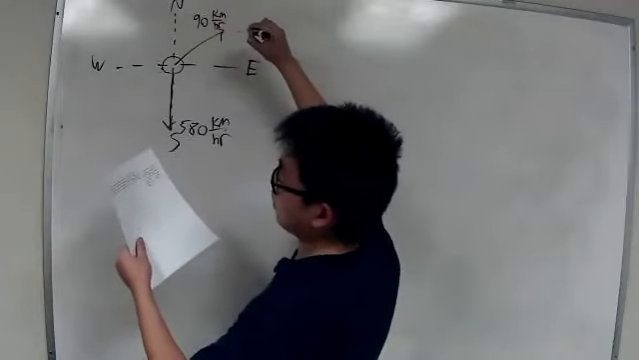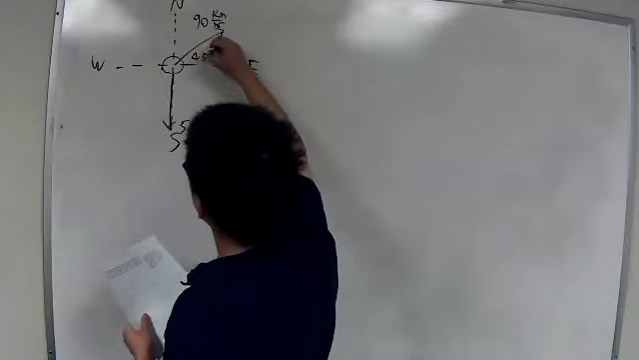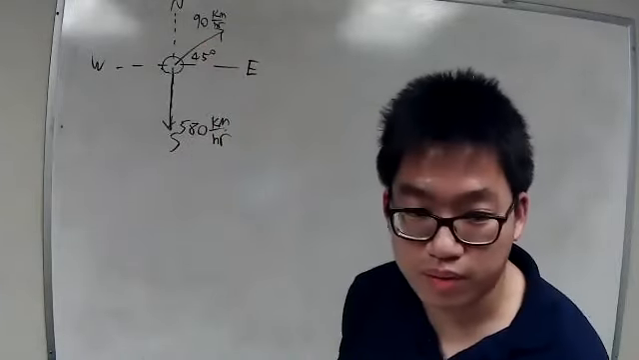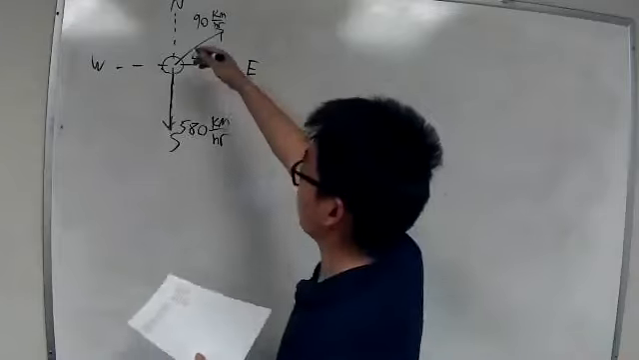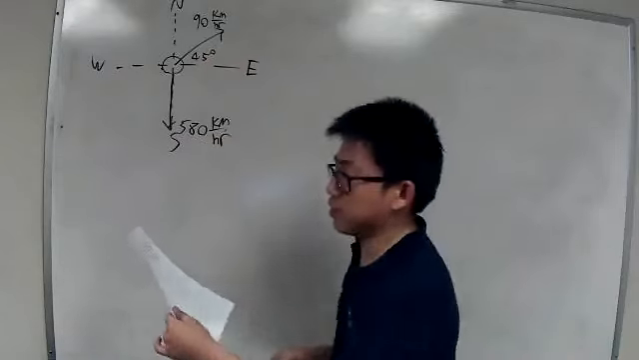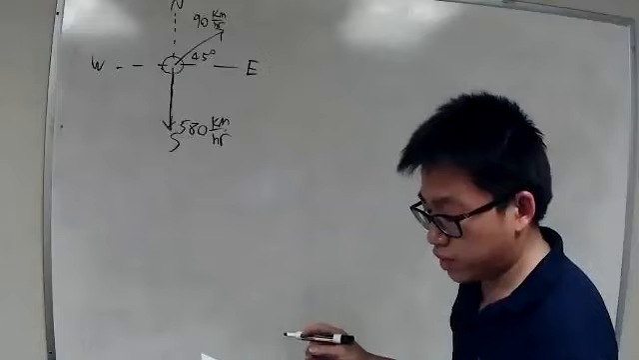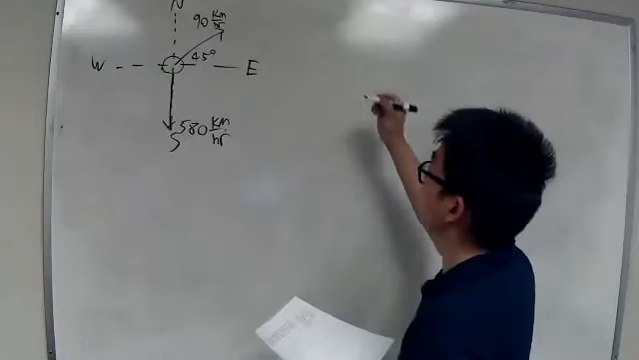And what's this angle? This angle is 45 degrees, right? It's not given to you, but they just say it's southwest or southeast. It's just 45, unless it's stated otherwise. Now let's figure out what the velocity is. Okay.